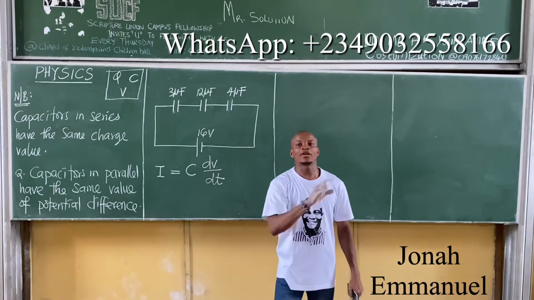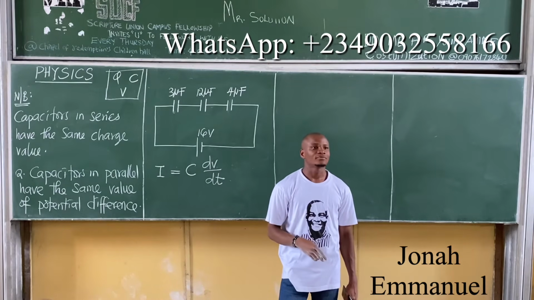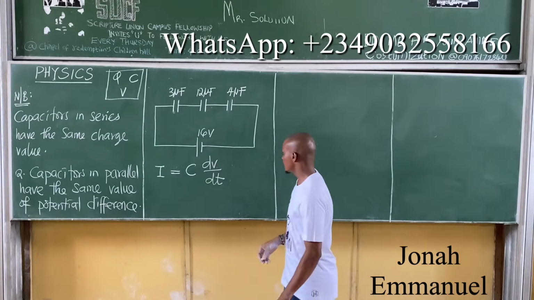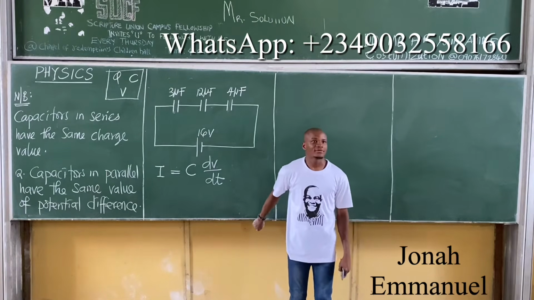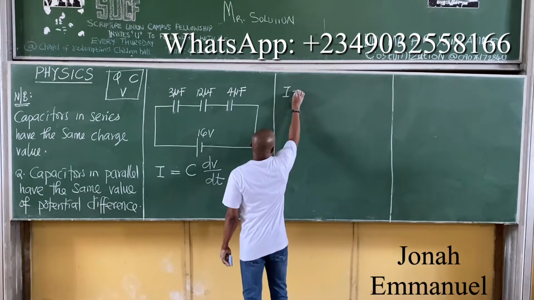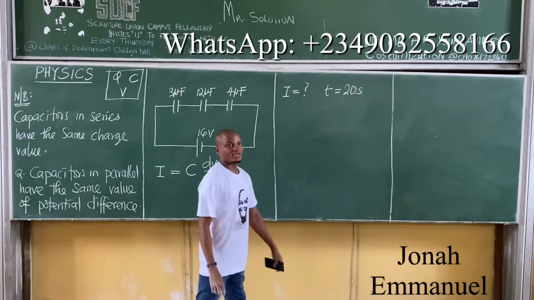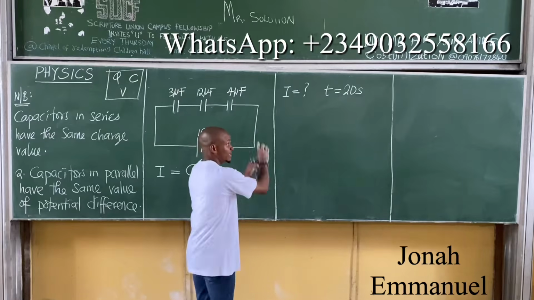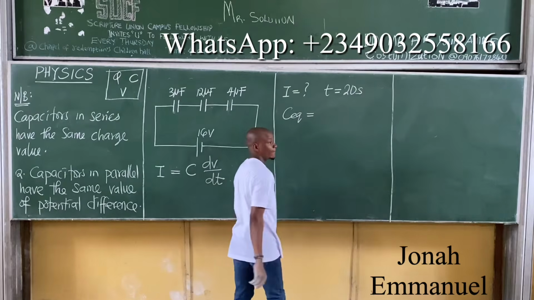Find the current in the circuit after 20 seconds. We have to find I after t equal to 20 seconds. For this case, look up. It's as easy as this. Please check: we found the equivalent capacitance to be how many?